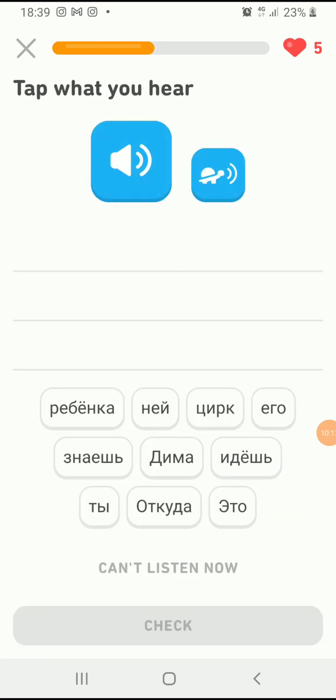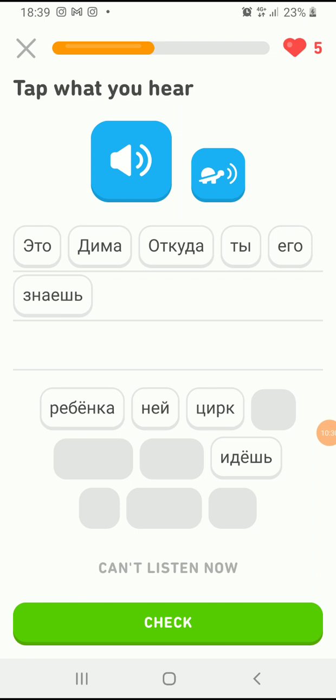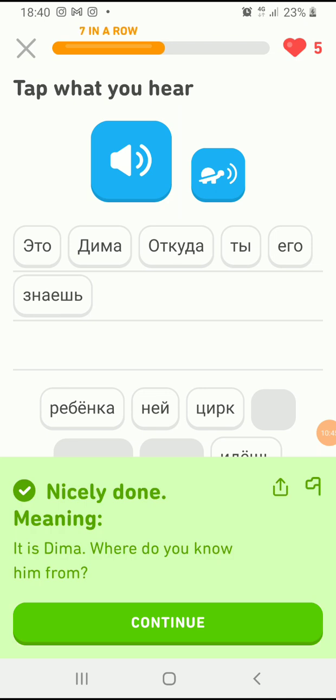Это Дима. Откуда ты его знаешь? Okay, so let me explain. Это Дима. This is Дима. From where do you know him? So, откуда ты его, him, знаешь? Where do you know him from? Or from where do you know him? I would say from where do you know him. We can debate on this, but that's how you say him. Его. Его, it means him.